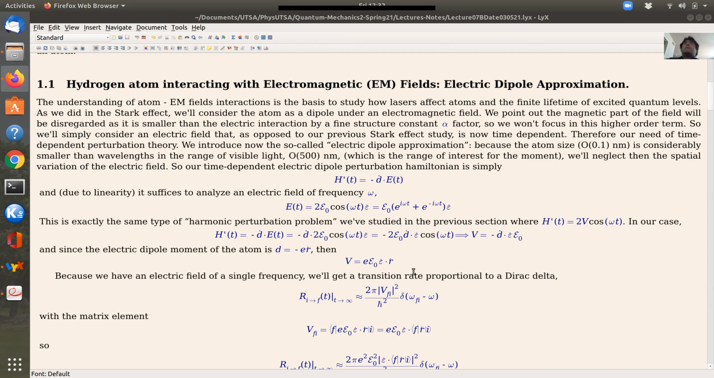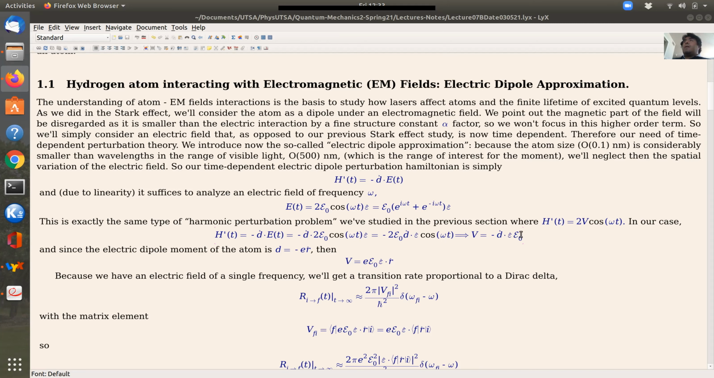This is useful because this type of interaction is important for understanding how lasers affect atoms, and also to discover a process that can basically explain the finite lifetime of excited quantum levels, which is something that you would not expect from quantum mechanics when your knowledge is only based on the stationary states, right? Because you find the different energy levels and then you would assume, okay, there are stationary solutions, so they should stay there in time. We will present arguments into why that doesn't happen.